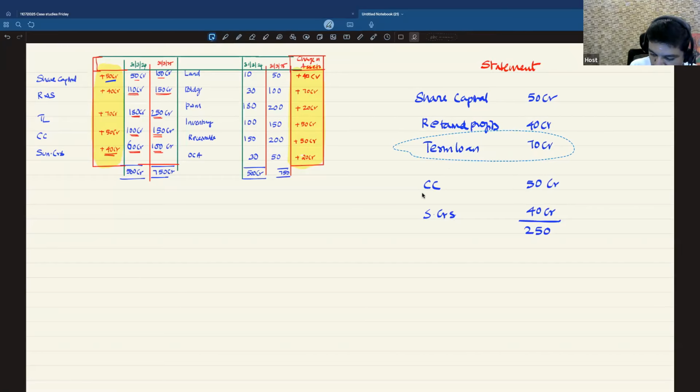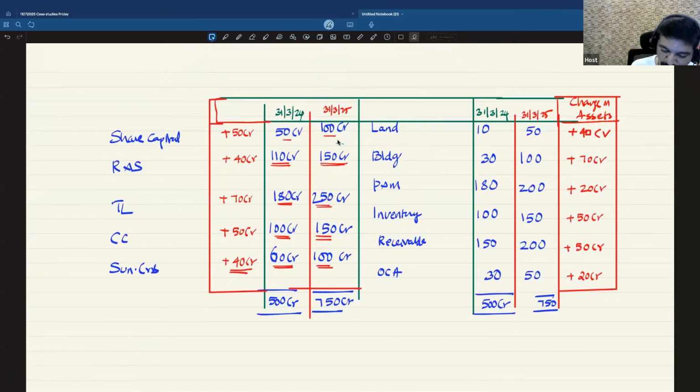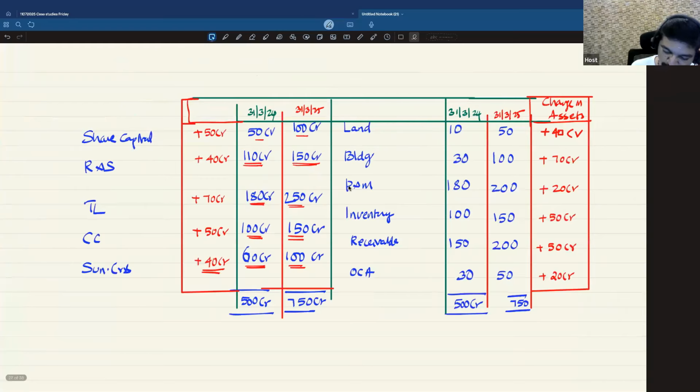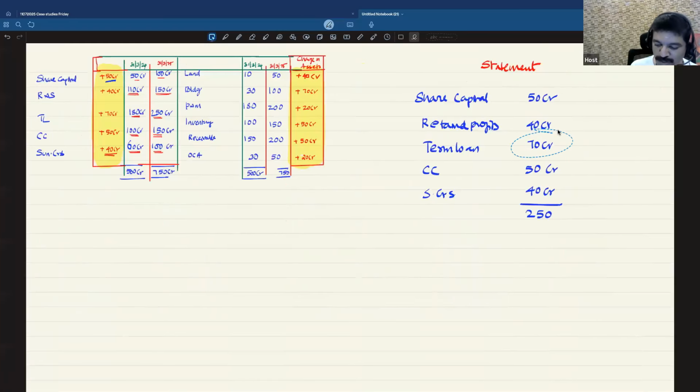Okay. So this is how the money flowed in during the year. And this information is absolutely not visible in the balance sheet. Yes or no? Because if you look at the latest balance sheet, what do you see? 100 crore, 150 crore. But what actually happened is 50 crore and 40 crore. The term loan shows 250 crore, but what actually flowed in during the year is 70 crore. The CC and sundry creditors show 150 and 100, but what literally flowed in during the year is only 50 and 40. So you get to know how the funds have flowed in. So this is the total sources.